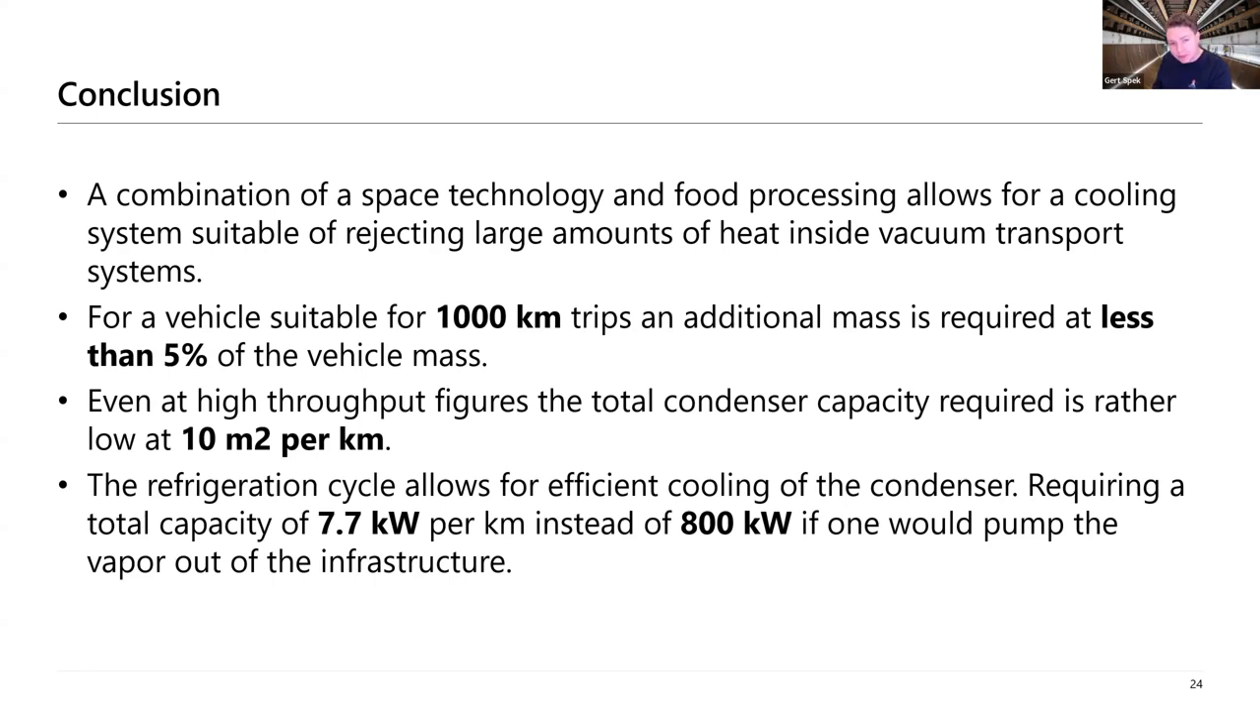Even at these 10,000 passengers per hour, the total condenser capacity is only 10 square meters per kilometer. And the refrigeration cycle together with this condensing can reduce the total power capacity needed to realize this vapor requirement from 800 kilowatts to 8 kilowatts.